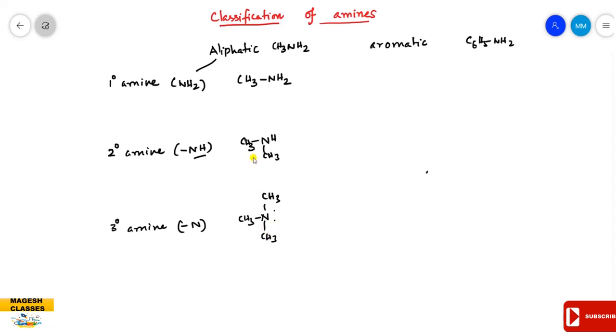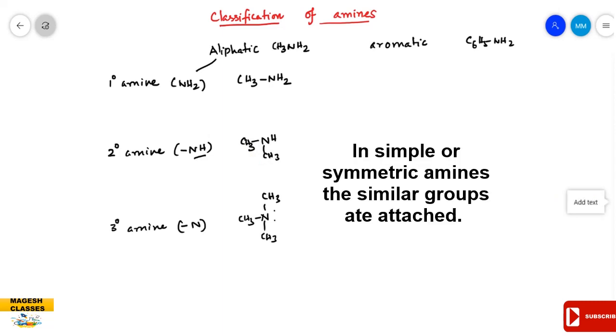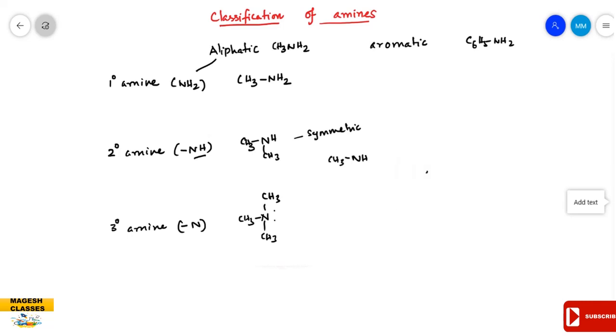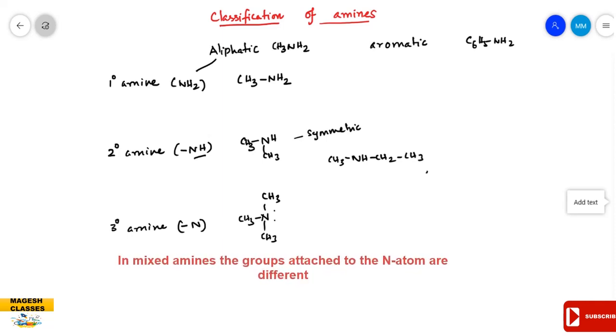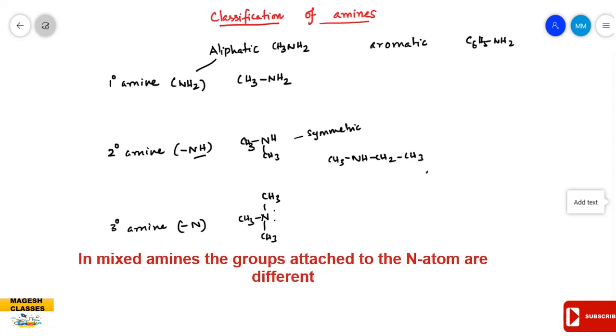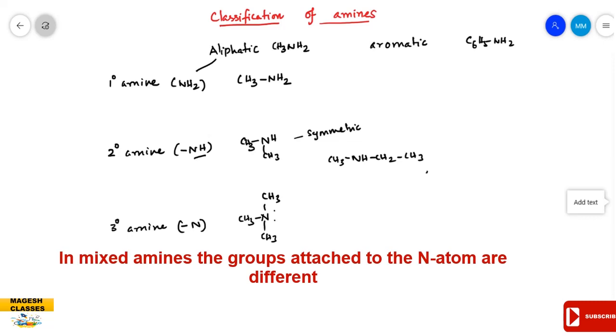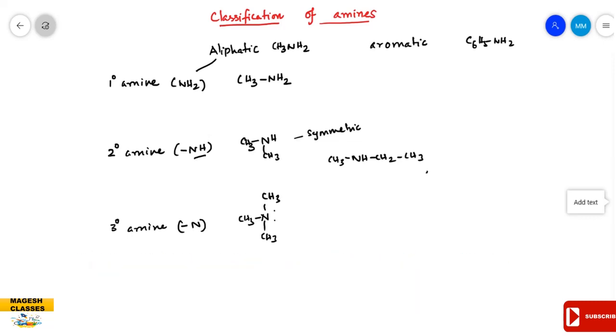Here two alkyl groups are attached. If the two alkyl groups are the same, it is called symmetric. Here the two groups are the same, so it is symmetric. In this example, it is a secondary amine. The NH group is present. One is methyl, another one is ethyl. So it is called a mixed secondary amine, or the asymmetric secondary amine.